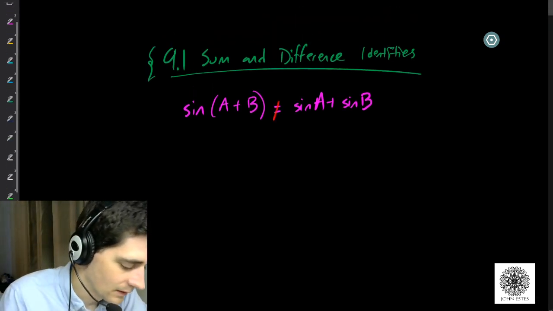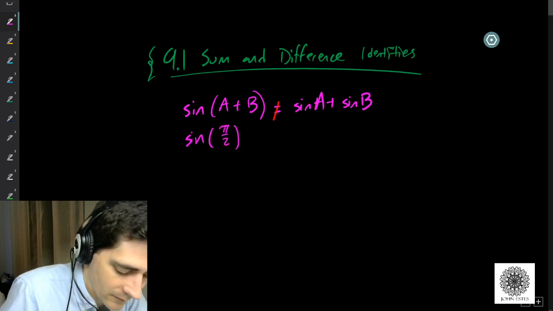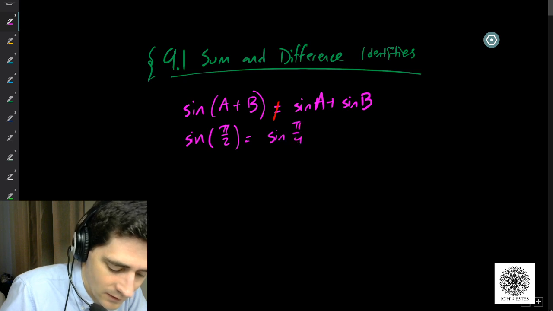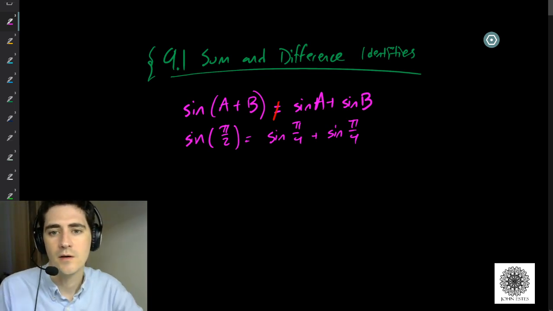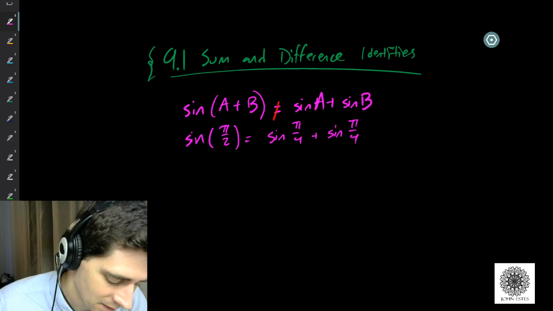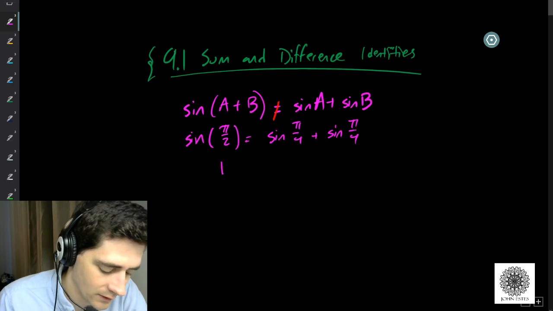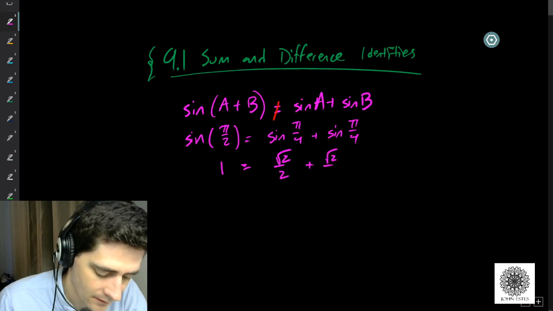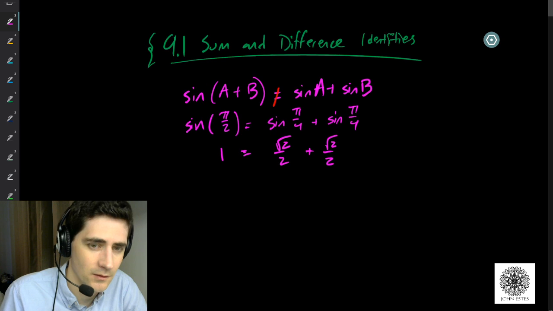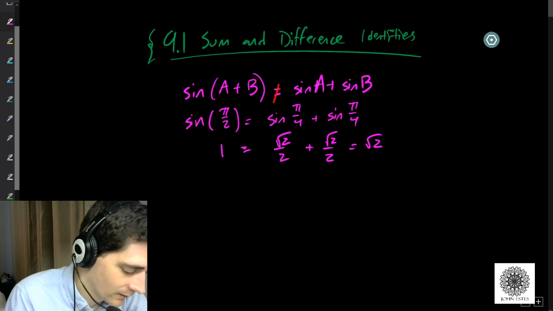As an example where you could see that this doesn't make any sense, if I had sine of pi over 2, and I recognize that as sine of pi over 4 plus sine of pi over 4, in other words, I'm recognizing that pi over 2 is pi over 4 plus pi over 4, then that's not going to work, because sine of pi over 2 we know is 1, and sine of pi over 4 is root 2 over 2, and root 2 over 2 plus root 2 over 2 just gives me square root of 2, not 1. So we made an error here.